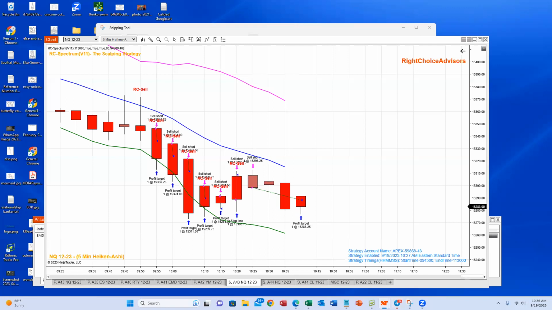Again, bulls were trying to take control, but bears are back in the attack. So I'm expecting 15255, and 15200 might be the next if it continues to go down. 15255 will be our first target.